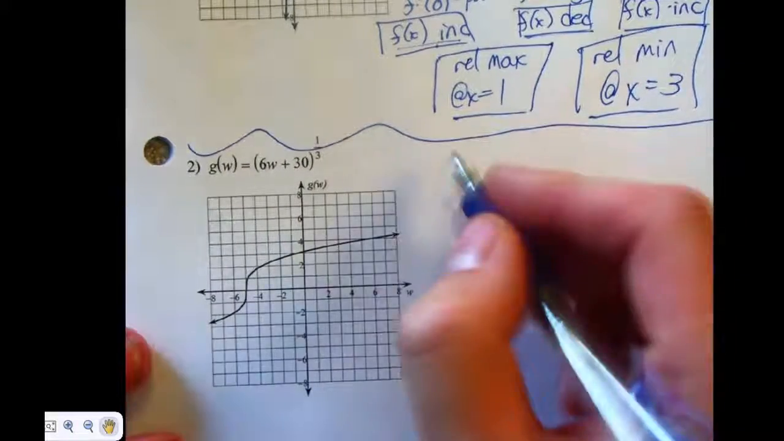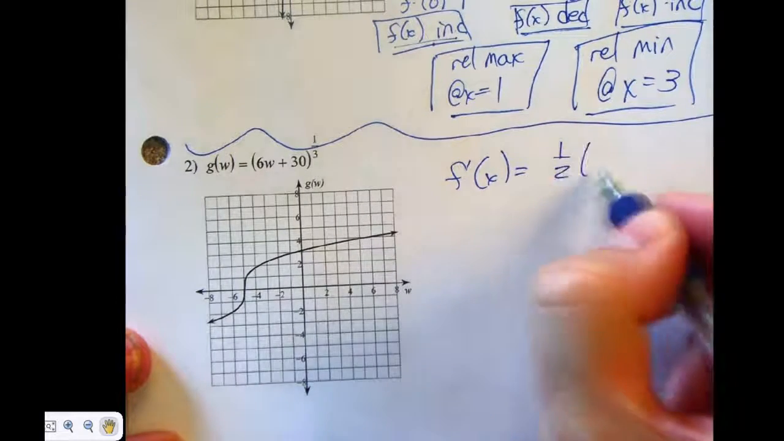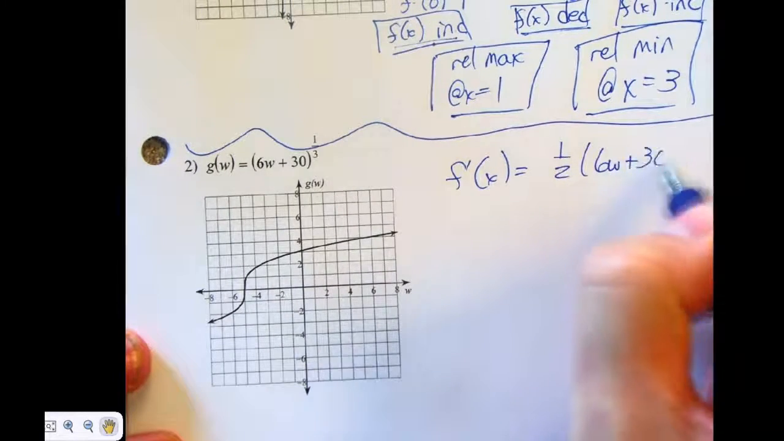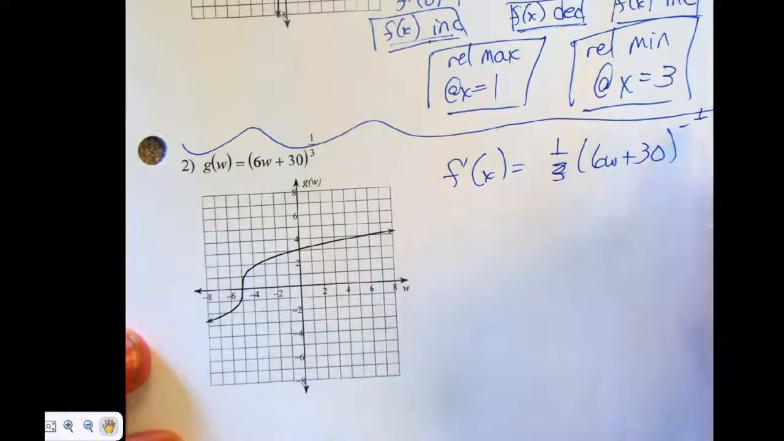Okay, so f prime of x equals 1/2, leave the 6x plus 30, 1/3, leave the 6x plus 30 to the negative 2/3 times 6.